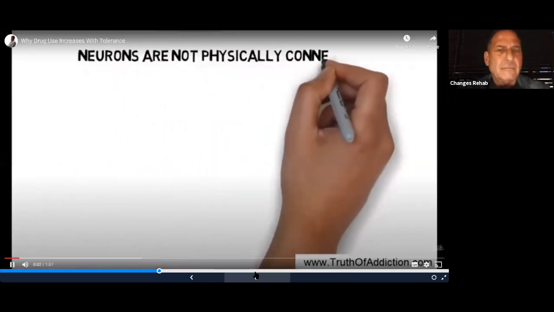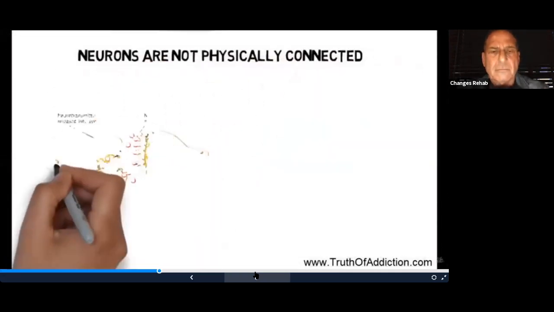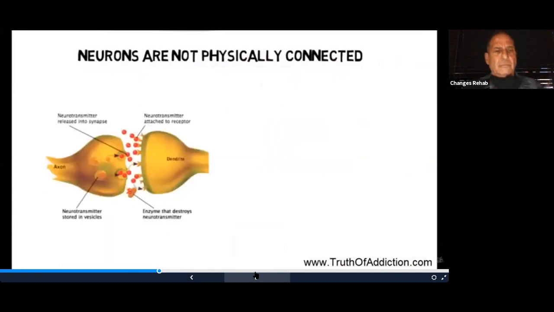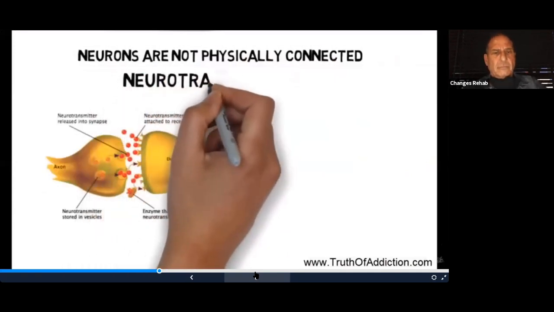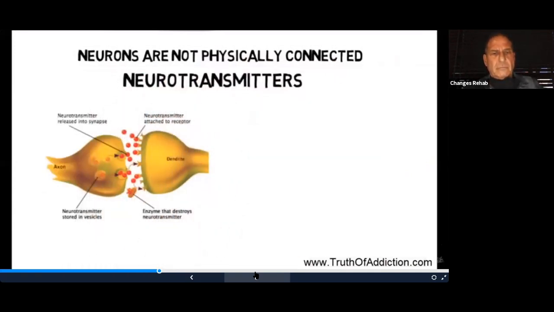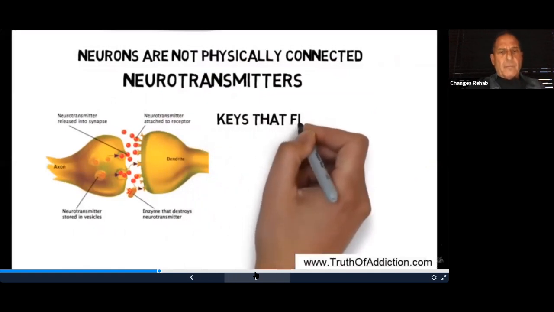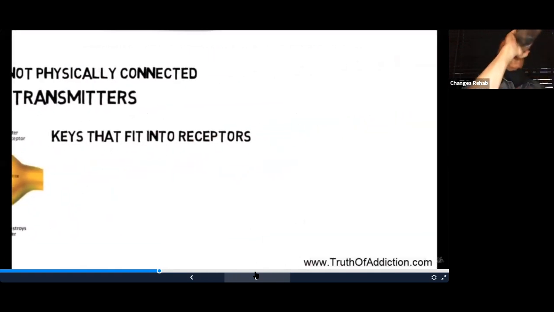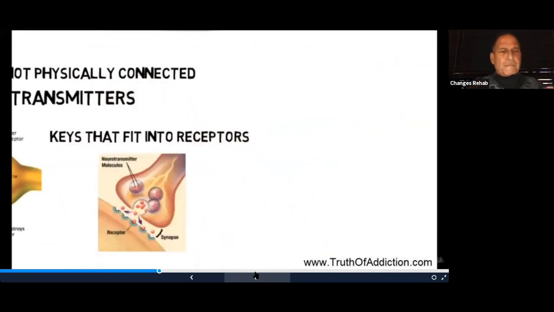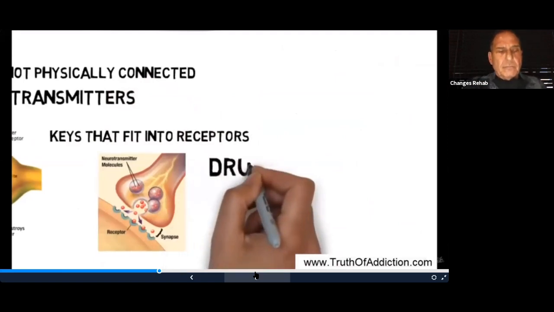Neurons, which are cells in the brain, are not physically connected to each other. Neurons communicate to each other through tiny molecules called neurotransmitters. Neurotransmitters are like keys that fit into the receptor sites of another neuron. When these molecules are released and bind to a receptor, a message in the brain is transmitted.